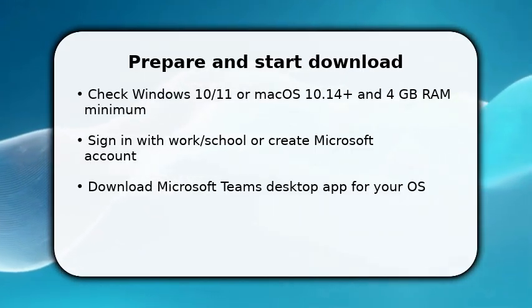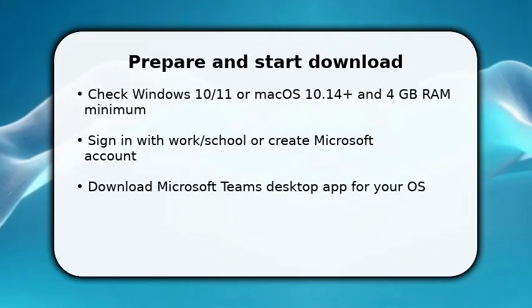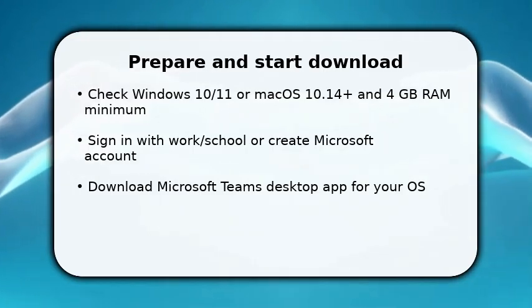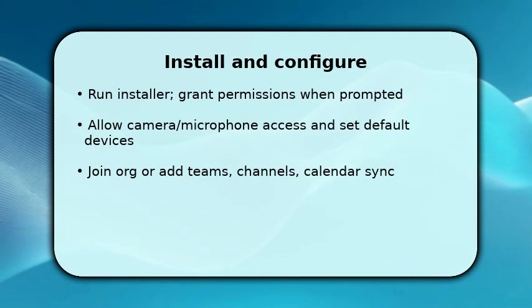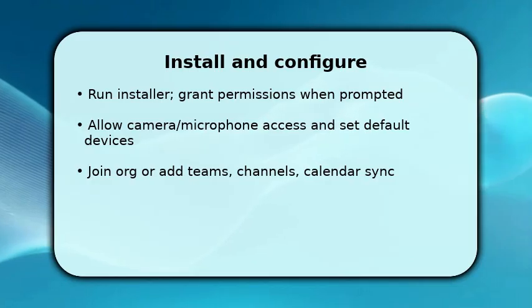Next, download the Microsoft Teams desktop installer for Windows or Mac OS. Don't use a random source. While the file downloads, make sure you know your account credentials and any work organization code, because you'll need them immediately. You'll run the installer and accept permissions. This step creates shortcuts and registers Teams as your default meeting client.